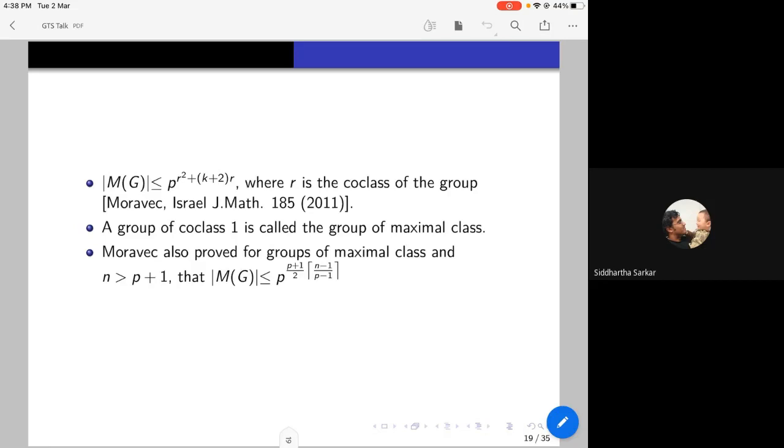A group of co-class 1 is called a group of maximal class, and Moravec also proved for groups of maximal class and n strictly greater than p plus 1 that |M(G)| is less than or equal to p to the power (p plus 1) by 2 into the ceiling of (n minus 1) upon (p minus 1). So |M(G)| is close to the square root of |G| actually.